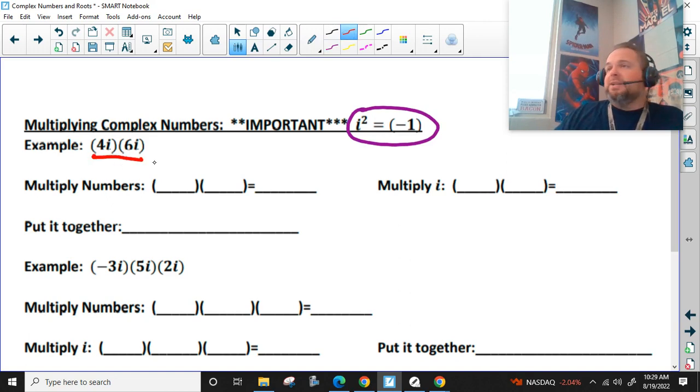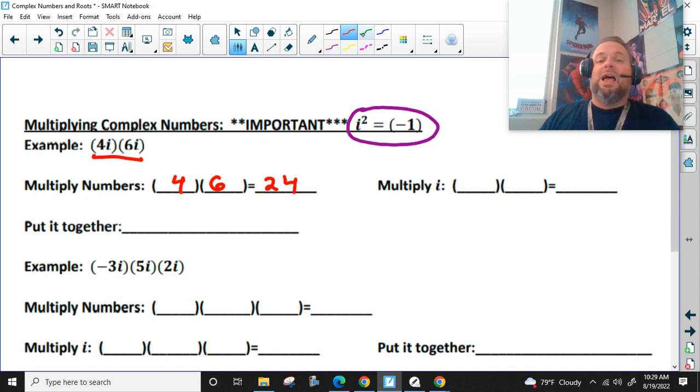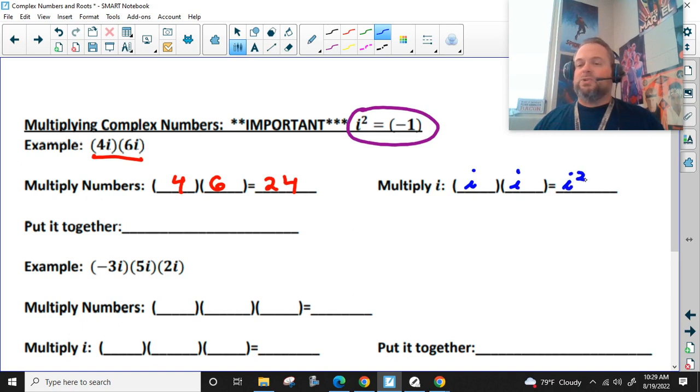Here's our problem: 4i times 6i. This is actually how I still do it. I multiply the numbers, 4 times 6. I get 24. I multiply the i's. There's two i's in there. So i times i is i squared. Well, that becomes what? Yeah, I heard it. It's a -1.